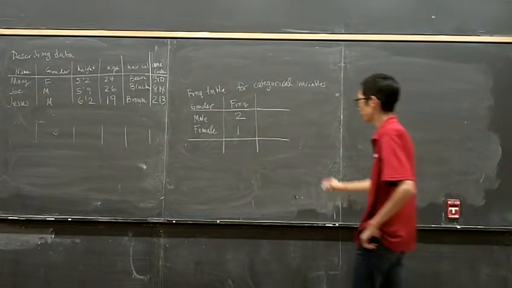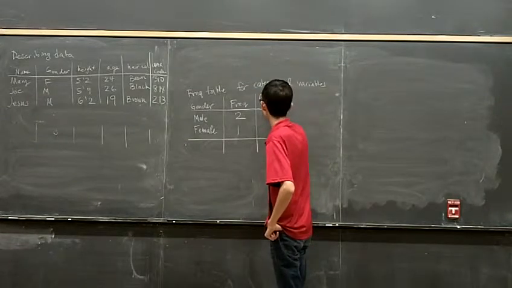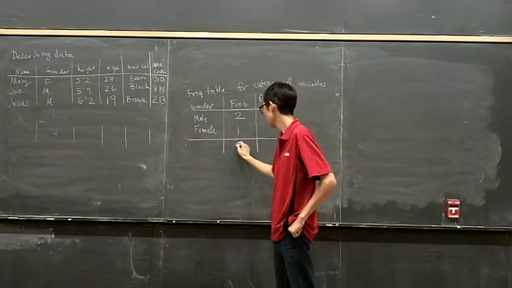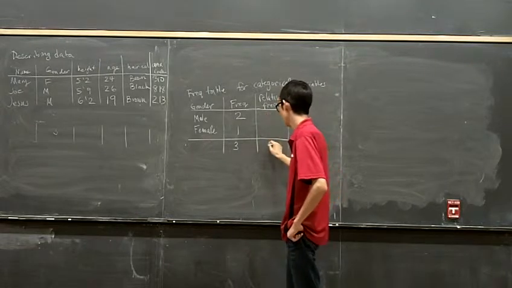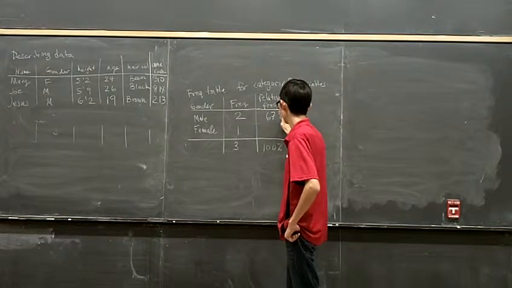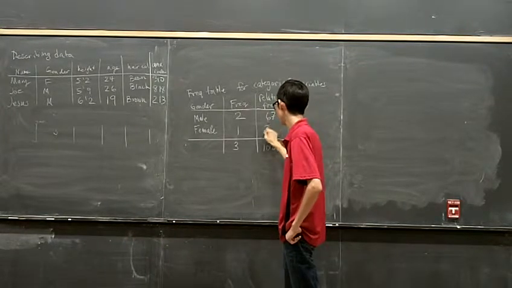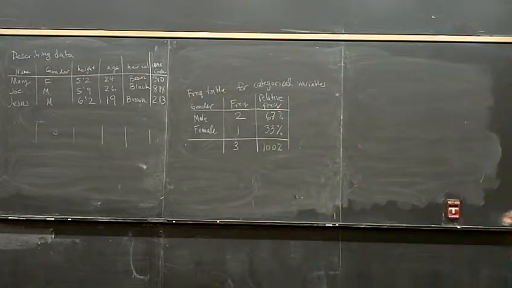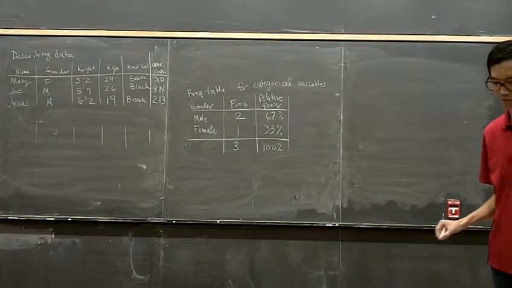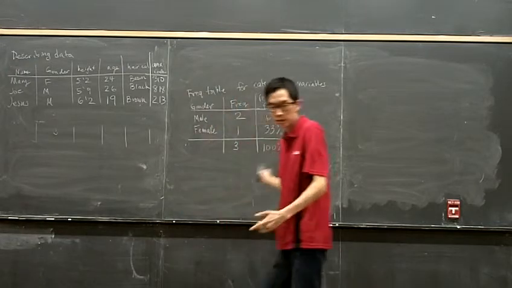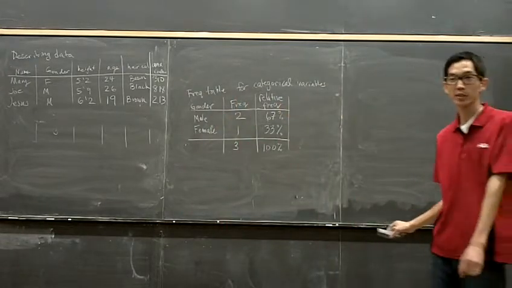Okay, we could also have a relative frequency. And all we do is we would just turn this into a percentage, okay? So this would be 3 people total, and 100% total, and so we would say 2 divided by 3, 67%, 1 divided by 3, 33%. So that's pretty straightforward, I hope.